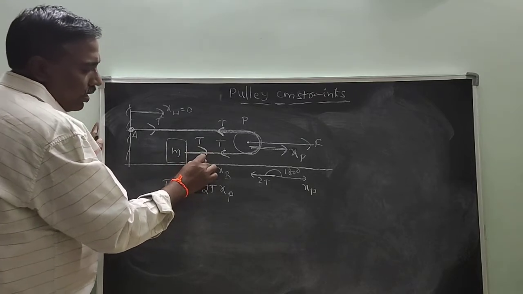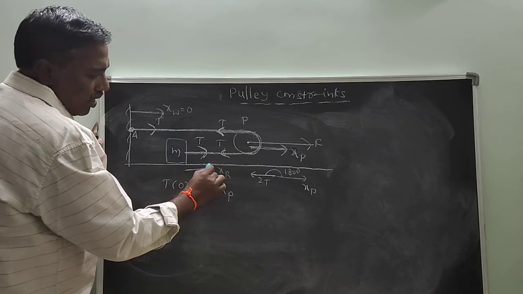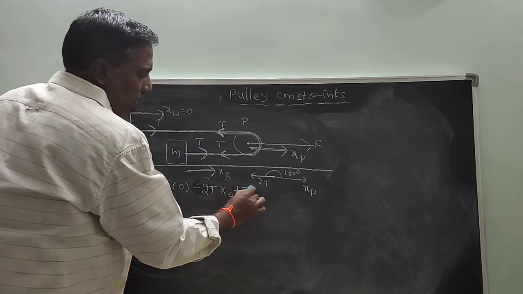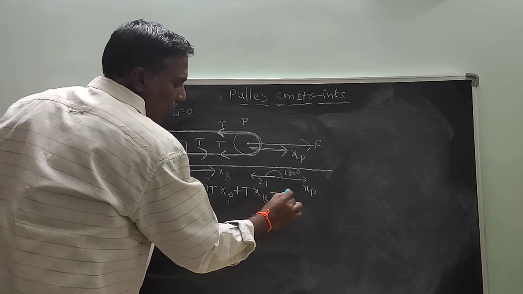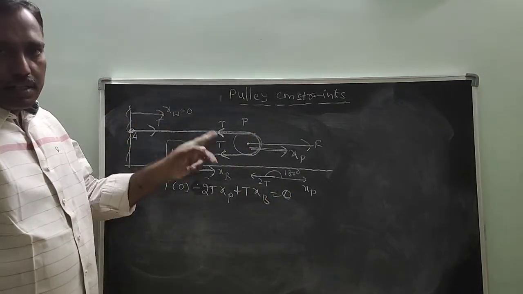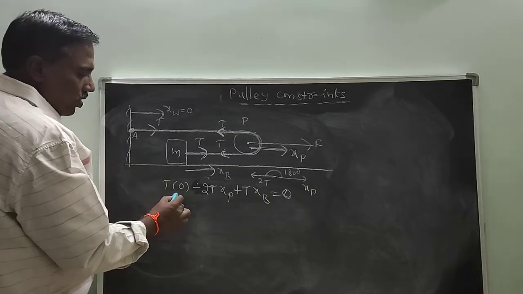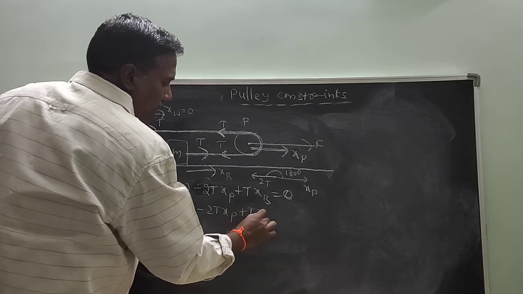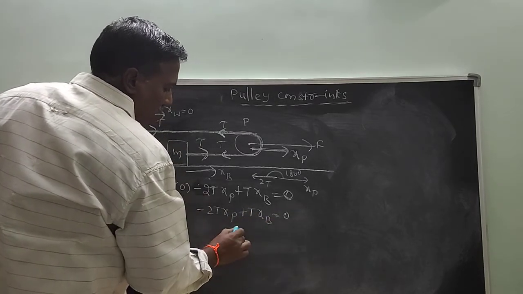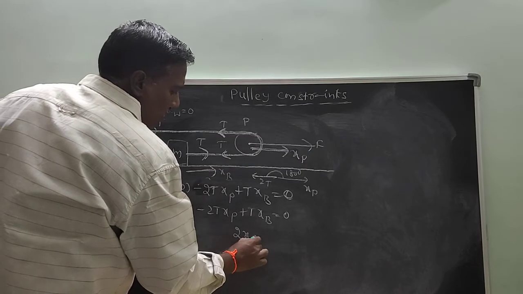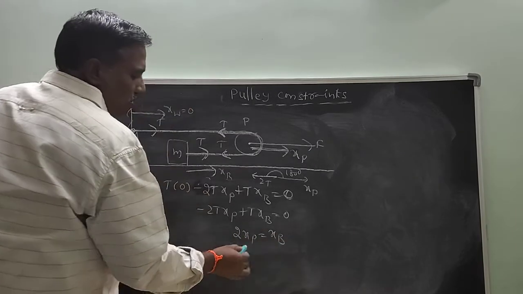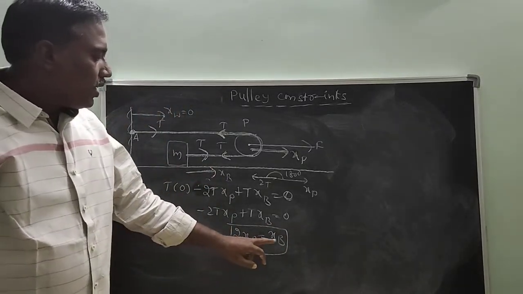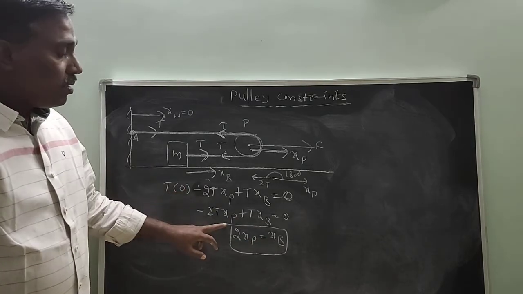Here tension T is in this direction, displacement of the block is also in this direction. So these two are in the same direction: T into XB. Total work done by tension is 0. Minus 2T into XP plus T into XB is equal to 0. So 2XP is equal to XB. So this is the actual relation. This is the tension method.